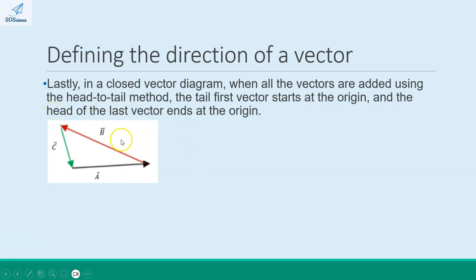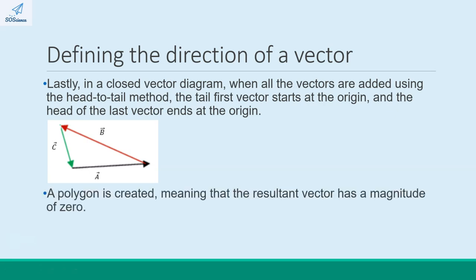However, in this case, we have a third vector that brings the system to equilibrium. This is in fact a closed vector diagram because this third vector touches the tail of the first vector. Whenever we have a closed polygon, that means that it is a closed vector diagram, meaning that the system is in equilibrium. There is no resultant. So a polygon is created, meaning that the resultant vector has a magnitude of 0.